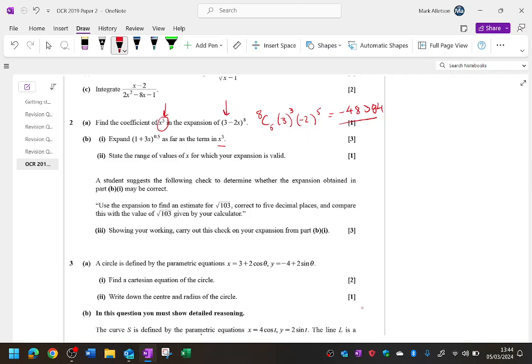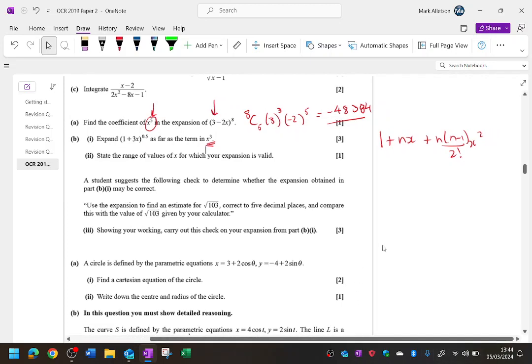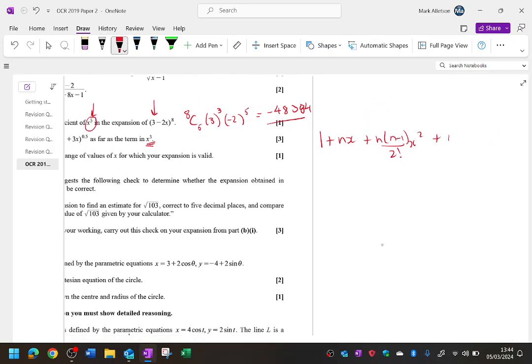Because it's fractional, we're going to use the actual expansion itself, which is 1 + nx + n(n − 1)/2! x² . And because it says x cubed, we need the third one as well. The third one is n(n − 1)(n − 2)/3! x³. In this situation, n is 0.5, or a half, and the x is actually 3x, because it's this bit over here.